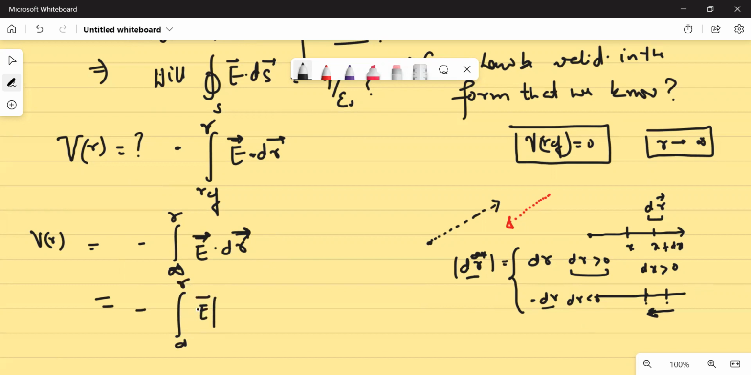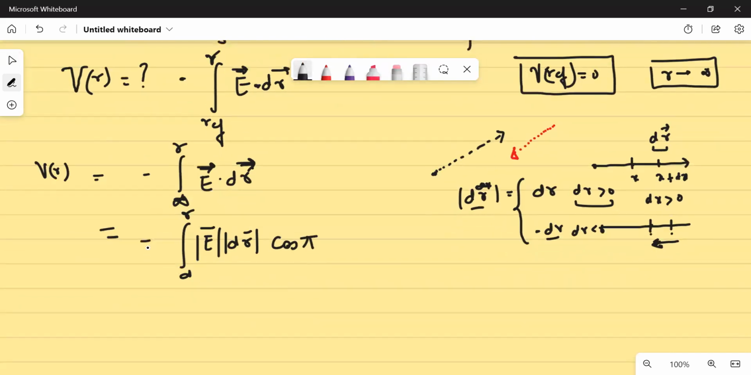So this will be E vector mod. This will be my dr vector mod. And understand what is the angle between the two. Electric field is outward and you are coming inward. So this will be cos of pi. Is that clear? Okay, so this cos of pi, and this will be the integral from plus infinity to r.